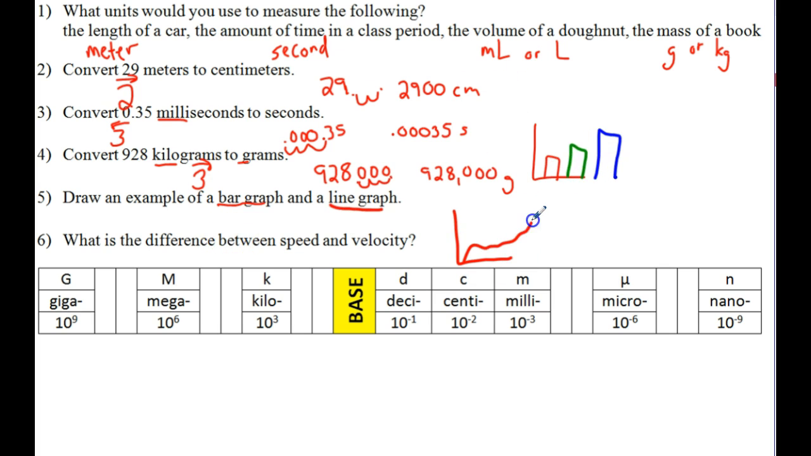Here's an example of a bar graph. Should be pretty familiar. Here's an example of a line graph. Bar graph is really good for comparison, A versus B. Line graph is really good at one thing over time.